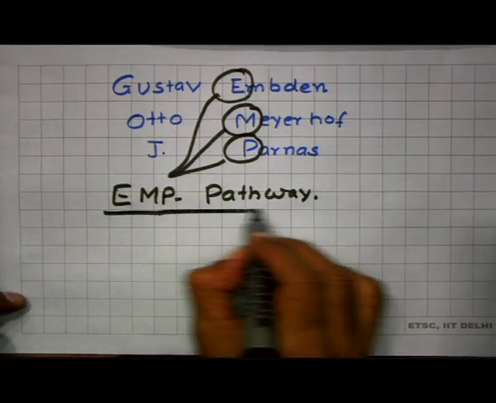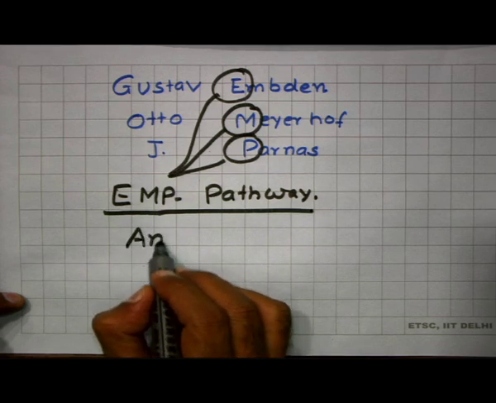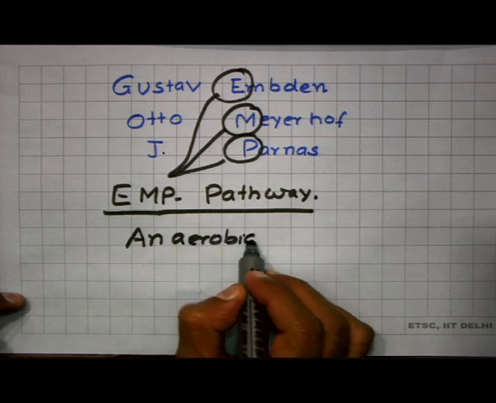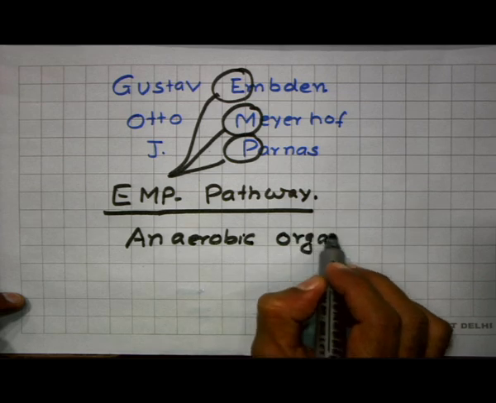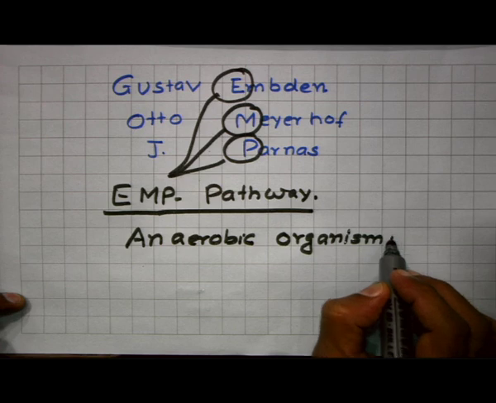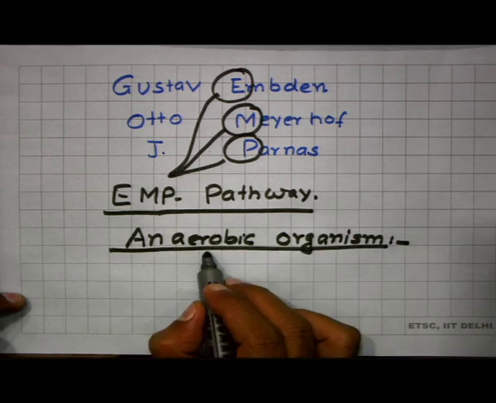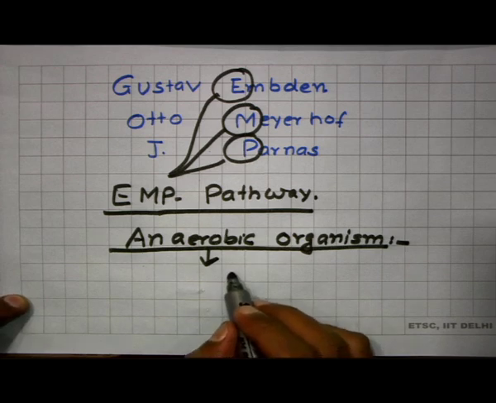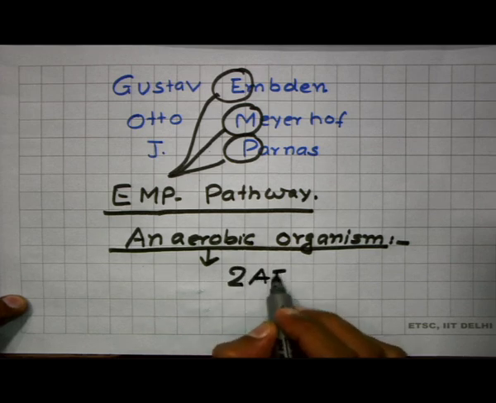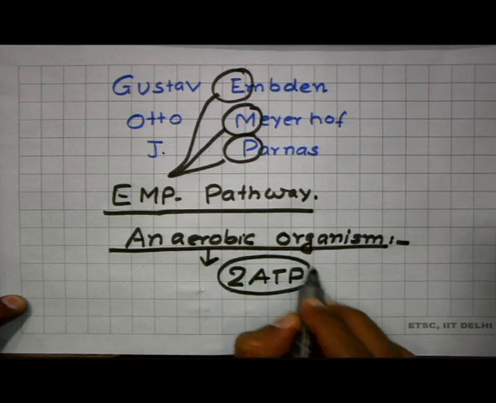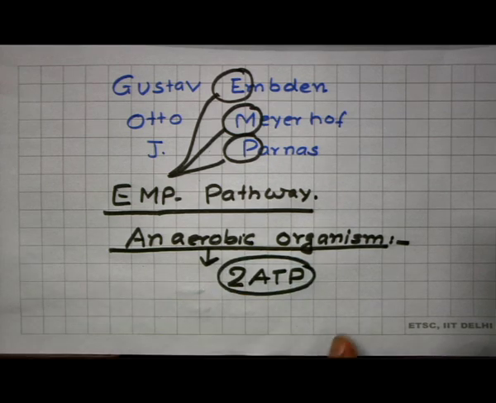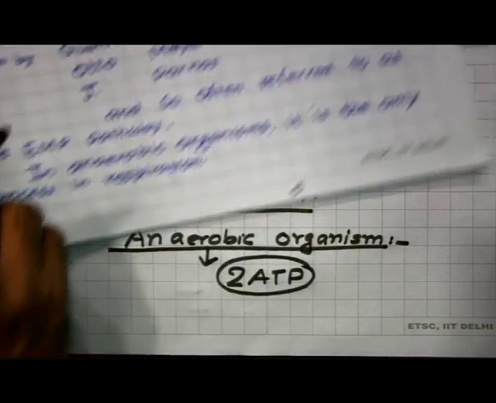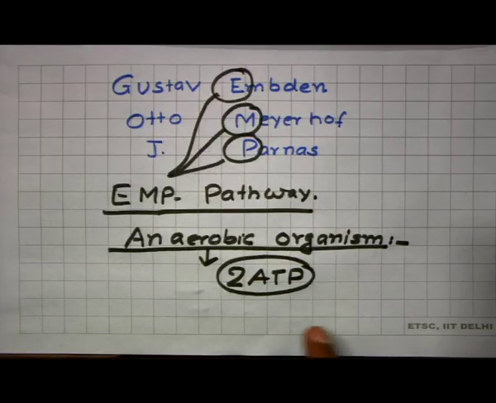This is the only process in the case of anaerobic respiratory organisms. Finally, we will see that it liberates energy in the form of ATP, and 2 ATP are formed. So, these 3 scientists gave the systematic process in which glycolysis takes place.